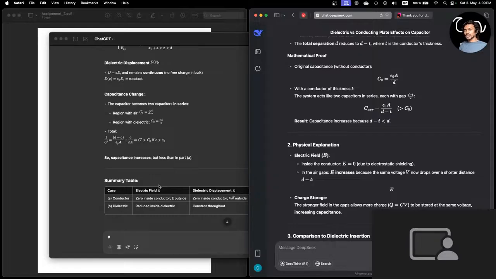From my latest understanding, adding a conducting material between a capacitor also increases the capacitance. Adding dielectric material also increases the capacitance.